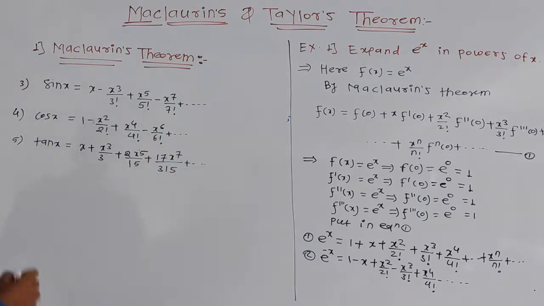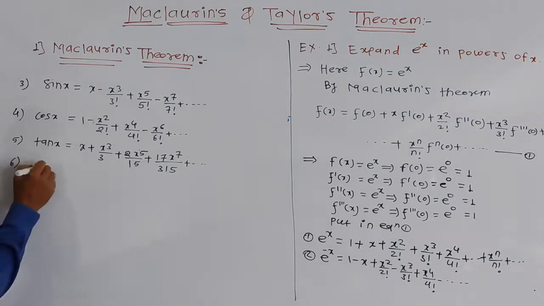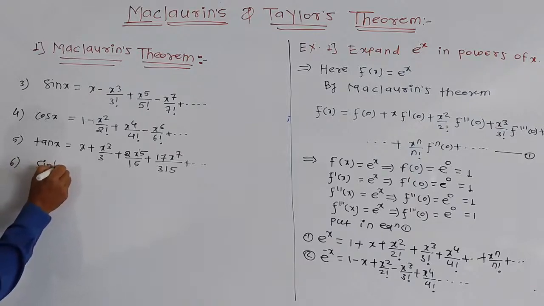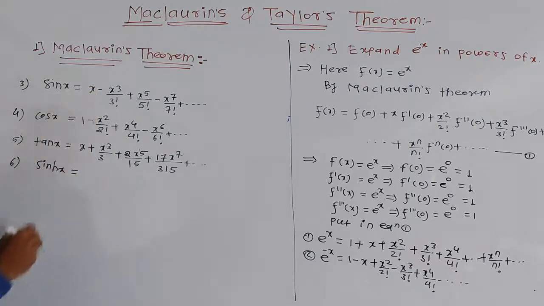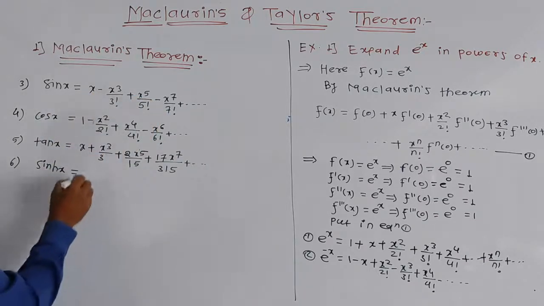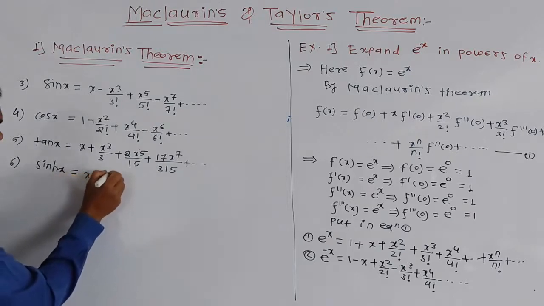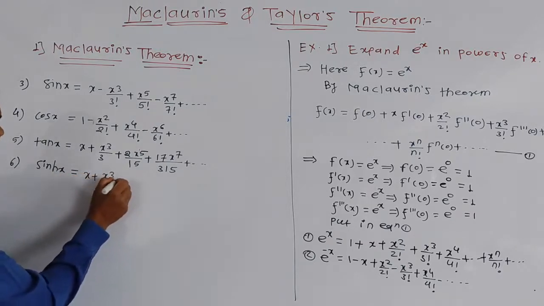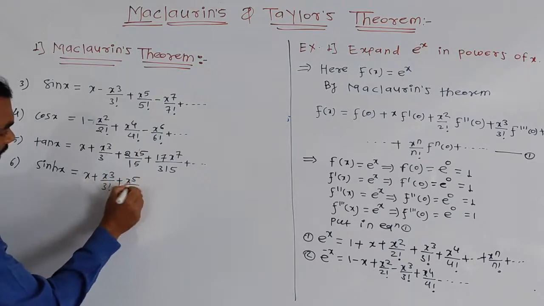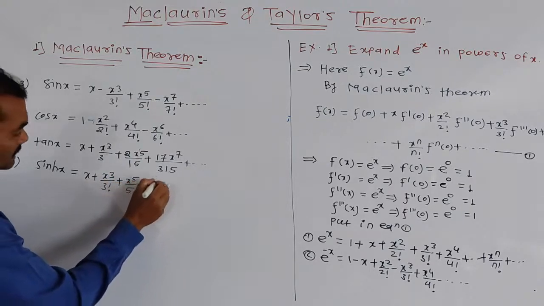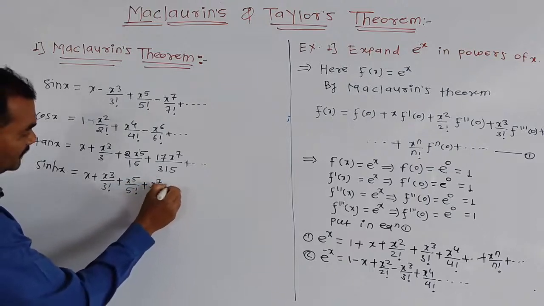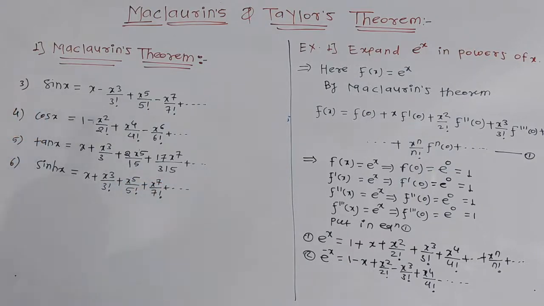This is the series of tan x. The next, 6, the expansion of sin hyperbolic x, sinh x. Okay, in this expansion all the terms are positive, because here sin is hyperbolic. We get x plus x cube upon 3 factorial plus x raised to 5 upon 5 factorial plus x raised to 7 upon 7 factorial plus dot dot dot. Okay, this is the expansion of sinh x.